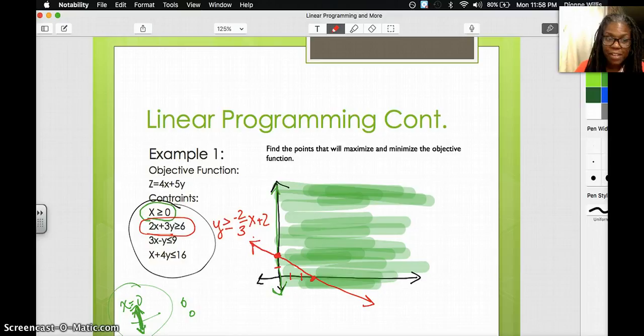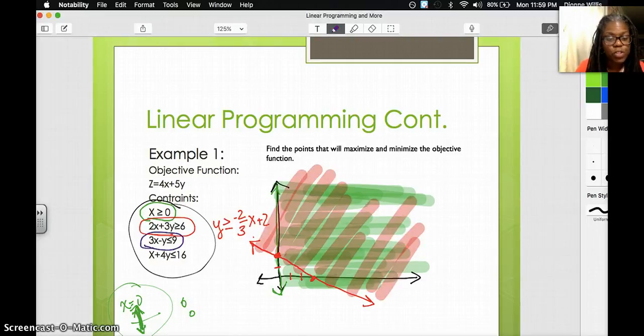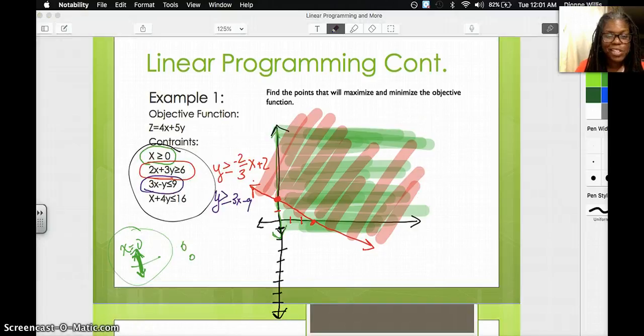So I'm going to shade above the line. Now that I've done that, I'm going to similarly solve for y in this equation. After solving for y in this inequality, I realized that I needed some more space, so I had to go down and add a little extra. It'll be fine, trust me.